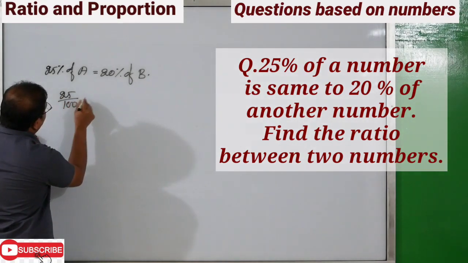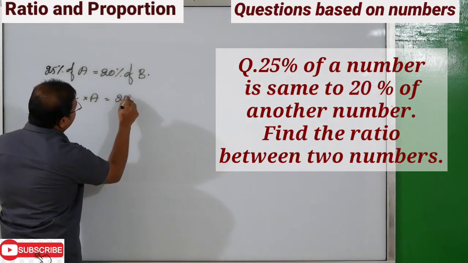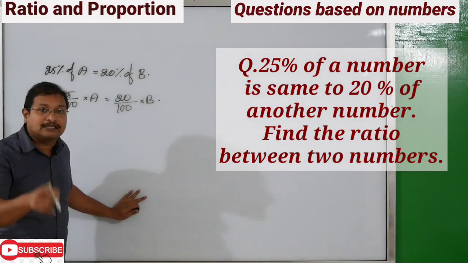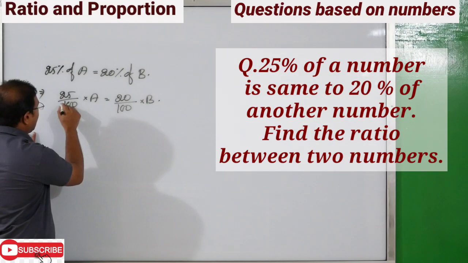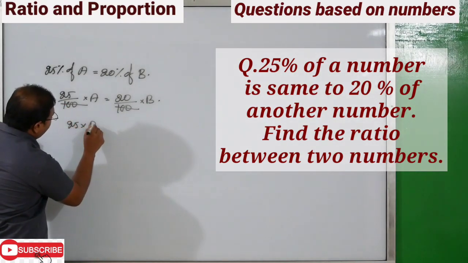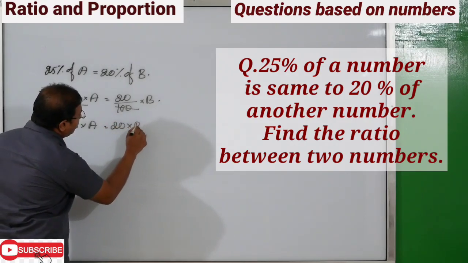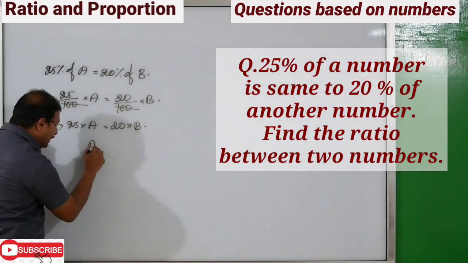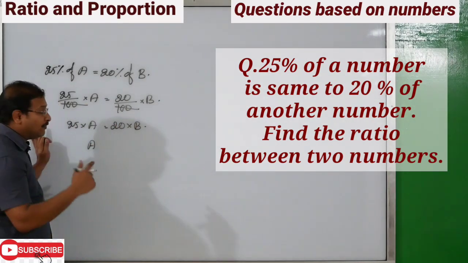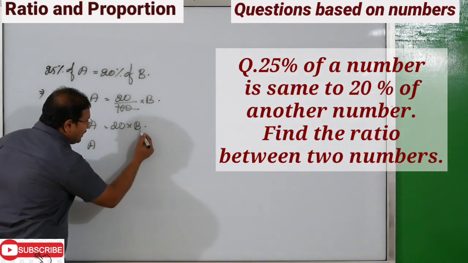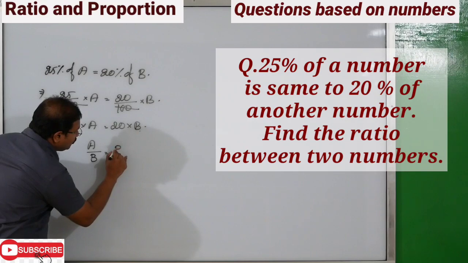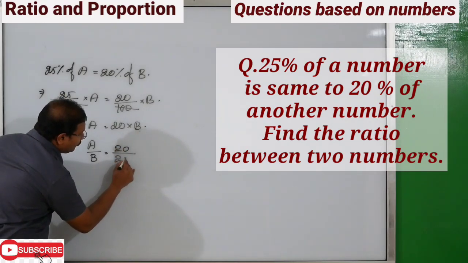25 divided by 100 into A equals 20 divided by 100 into B, because percentage means out of 100. Both sides 100 will cancel. That means we will get 25 into A equals 20 into B. Now I am keeping A here and 25 will carry to the next side. If multiplication goes to the next side, divide. And this multiplication B comes to the next side, divide. That means A by B equals 20 divided by 25.